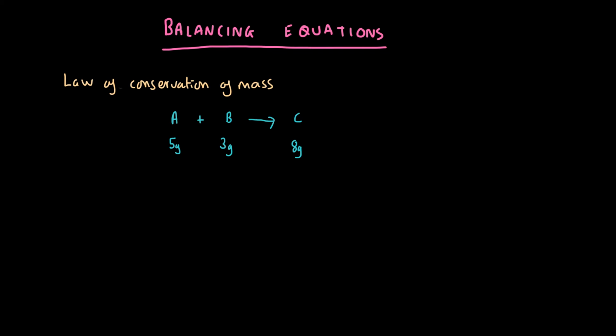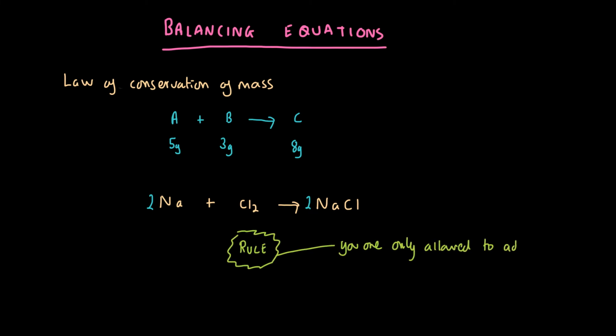Let's go through a simple example. I have 2 chlorines on the left and 1 on the right, so I should place a 2 here. Now I have 2 Nas on the right and 1 on the left, so place a 2 here, and the reaction is finally balanced. A quick rule: you're only allowed to add or change coefficients. That's the big numbers. You can't touch the small numbers.